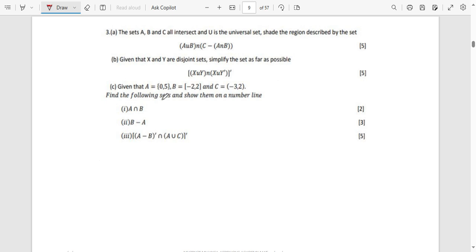It's not a range. So when we want to find the intersection with B, we need to first write this on a number line. The set A is 0 and 5. Now the way we write this is just like this. You don't write a line anywhere. This is A, this is A. These are elements, it's not a range. Okay? And then the set B is from -2 up to 2.